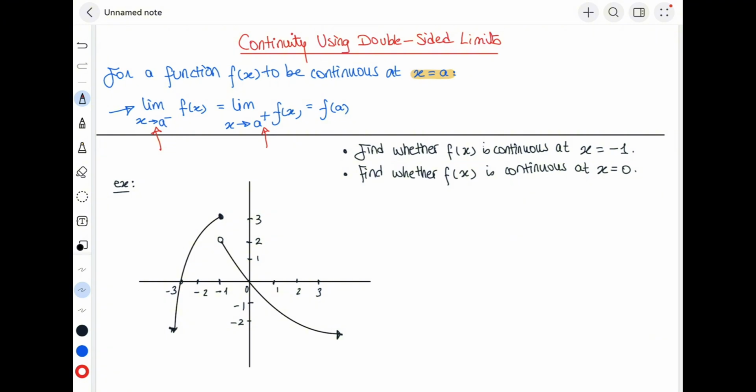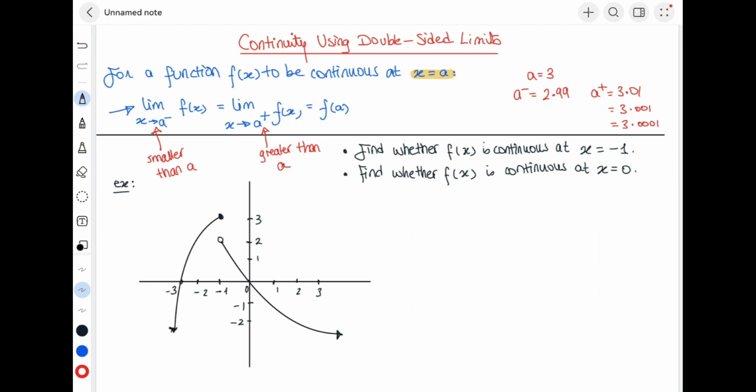Limit as x tends to a minus means we approach a using values smaller than a. And a plus means greater than or larger than a. So for instance, let's say our a was 3. Our a minus would be something around 2.99 and our a plus would be something around 3.01 or 3.0001. There is no specific value for a plus, but it just means directly after a equal to 3.